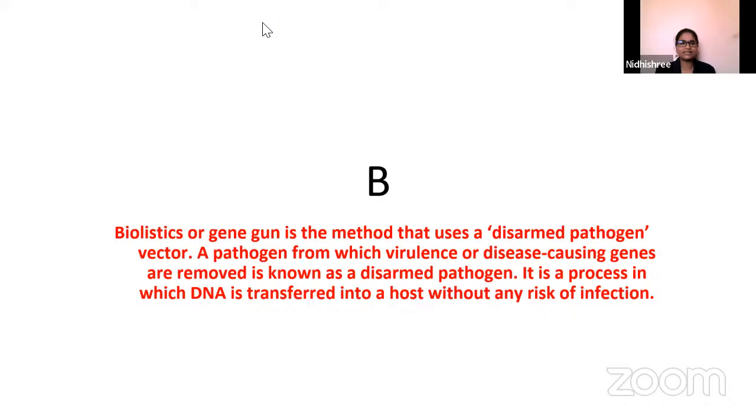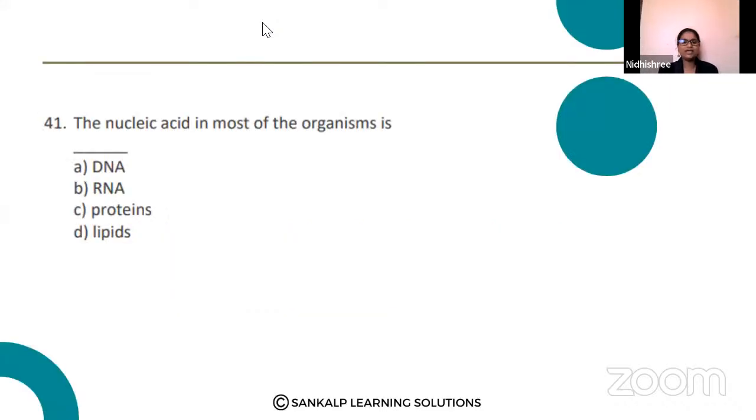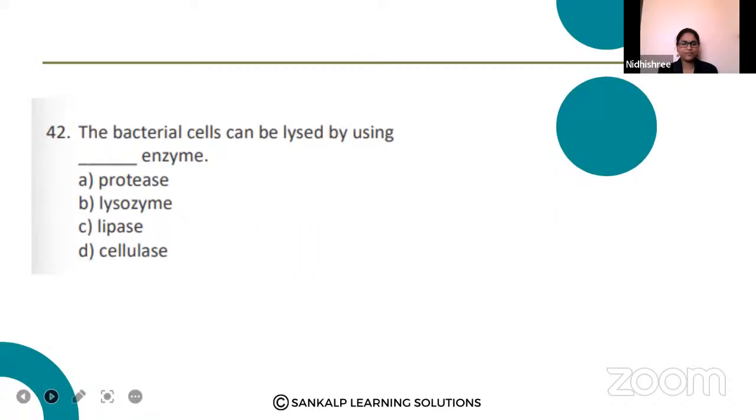Next. The nucleic acid in most of the organisms, very easy question. Option A, DNA. Option B, RNA. Option C, proteins. Option D, lipids. Option A, ma'am, DNA. Chandru and Lohit answered through chat. Padma also voted for option A. Very easy question. Option A, that is DNA, is the right answer.